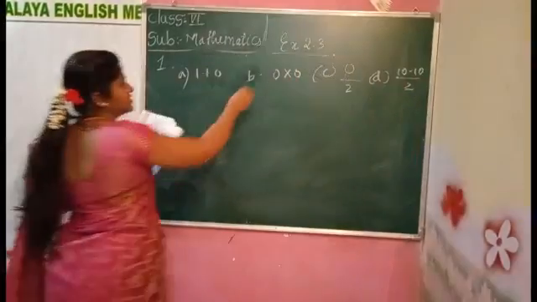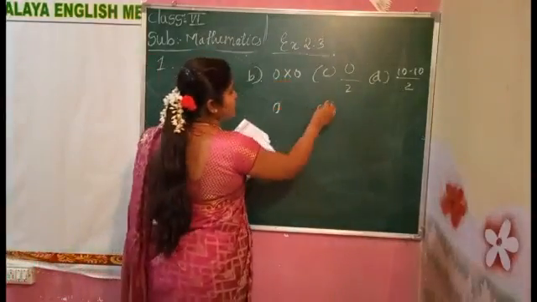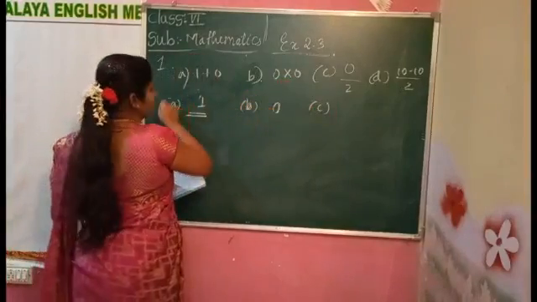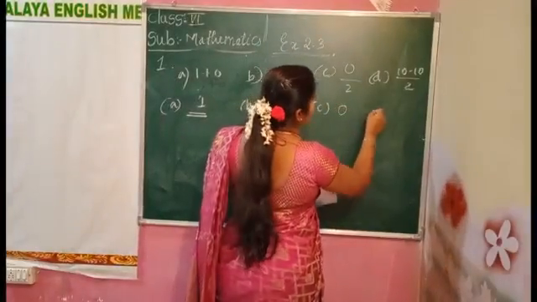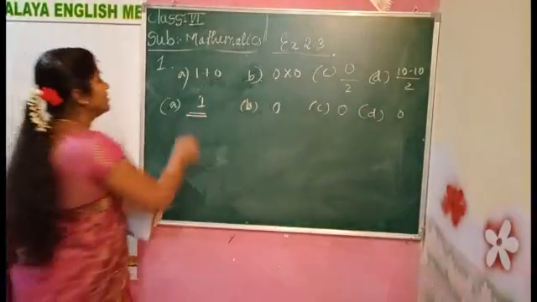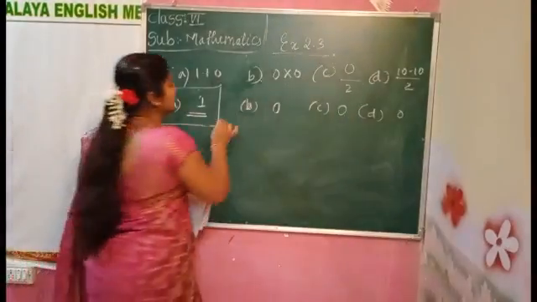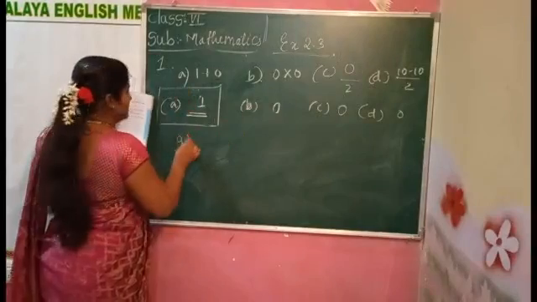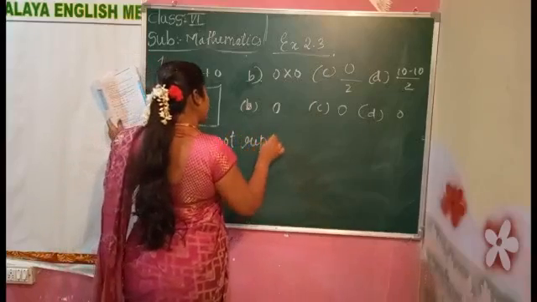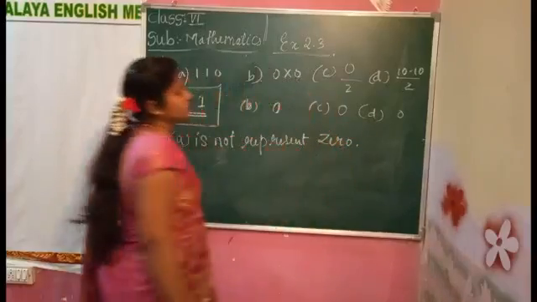Okay, in this one the answer will be 1, and here we get 0. This is also 0, D, this is also 0. Then which is not representing 0 here? First one is not representing 0. Write the answer that A is not representing 0. This is the answer.